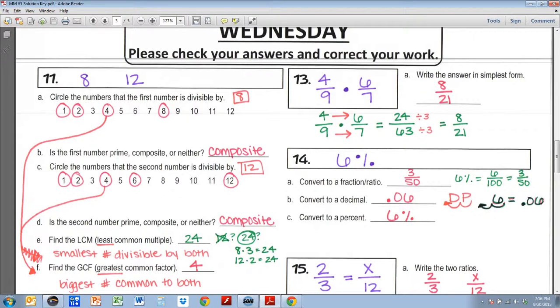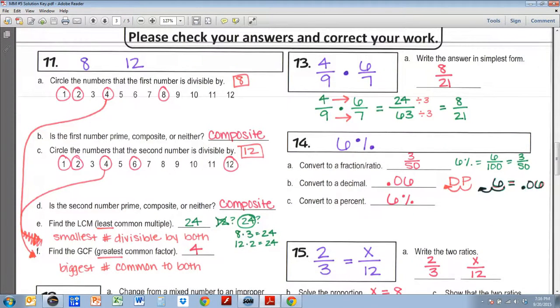Good, number 13, you should already have this written in the box. It says 4 ninths times 6 sevenths. And these are easy because all you are doing, as you can see in this work below, is multiplying straight across. 4 times 6 equals 24, 9 times 7 is 63, and then they both equal 24 63rds. So if you divide those by 3, you actually will get a more simplified answer of 8 over 21. Okay, 8 over 21.